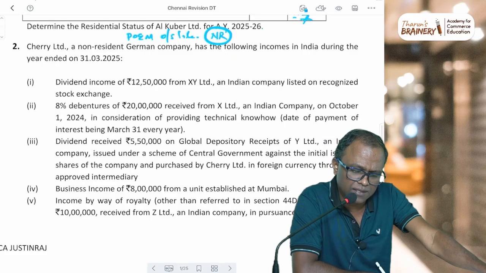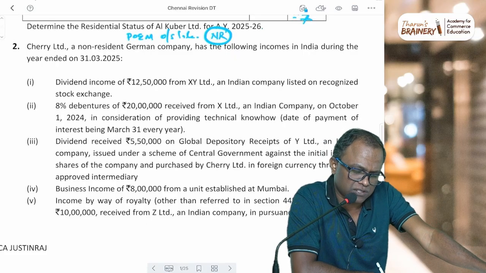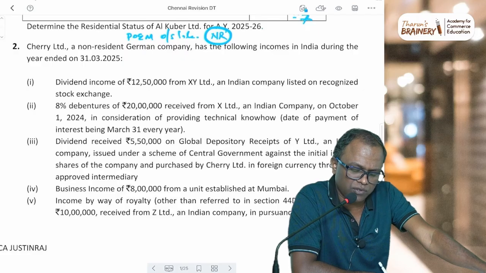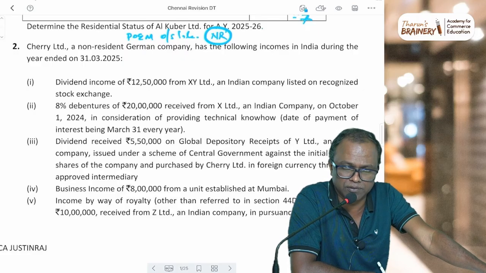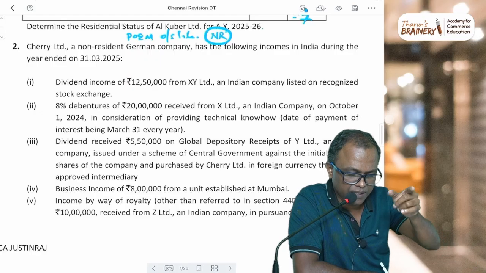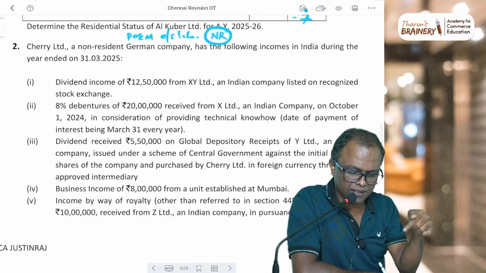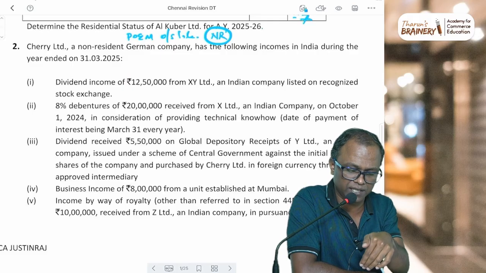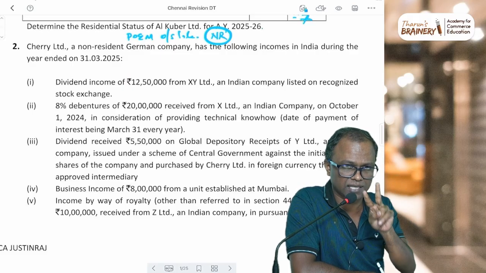But these debentures are, they are saying, issued on 1st October 2024. So for the first year, they will get interest only for 6 months. October, November, December, Jan, Feb, March, 6 months. So two incomes, interest income from debentures and royalty or fees for technical service of 20 lakhs for providing technical know-how. Two incomes are there in the second adjustment.